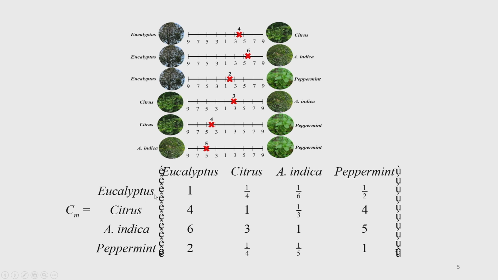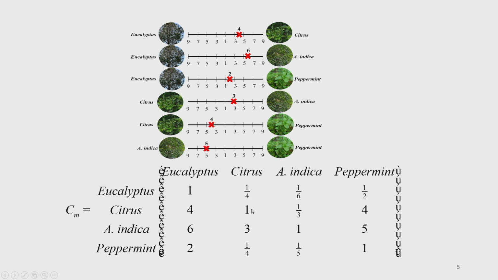Eucalyptus compared to eucalyptus will be 1 only. But eucalyptus compared to citrus is 1/4, compared to A. indica it is 1/6, and compared to peppermint it is 1/2. If you compare eucalyptus versus peppermint, you saw that peppermint is 2, so the reverse is 1/2. Similarly, citrus versus eucalyptus: citrus is much better, 4 times. So you just say 4 compared to eucalyptus.